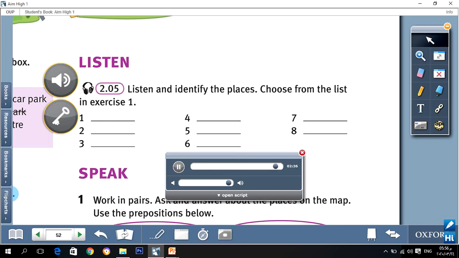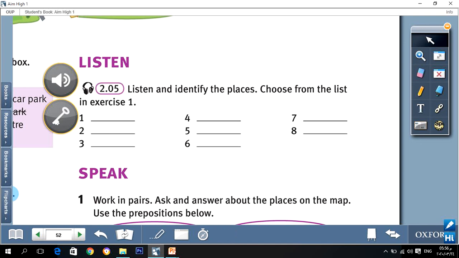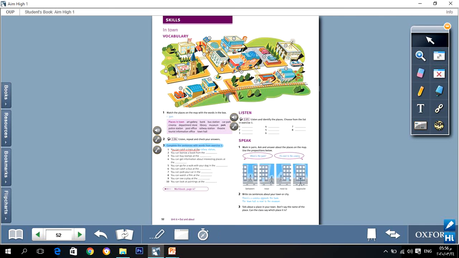Okay, that was everything for the lesson today. I hope that you have enjoyed this lesson, but before we finish, my dears, I want to tell you that this exercise is homework. You can listen again to the recording at home and try to guess the correct answers. Don't forget, it says listen and identify the places. Choose from the list in exercise number 1.